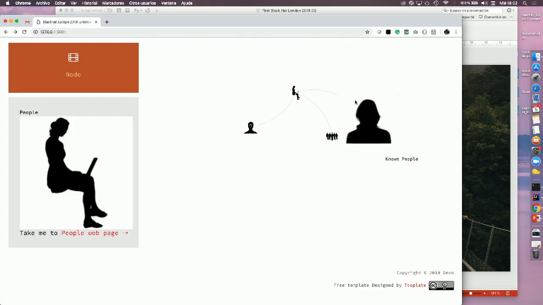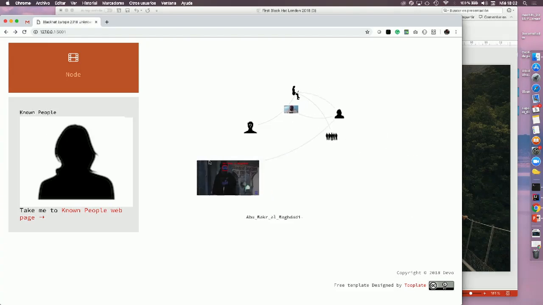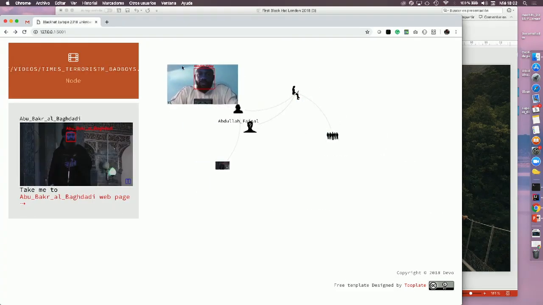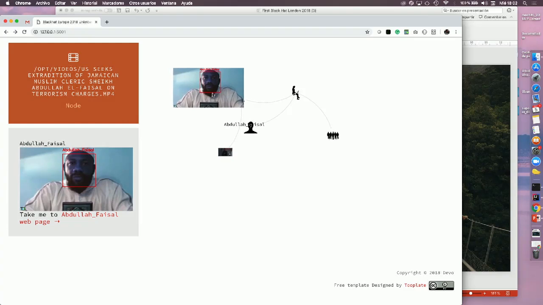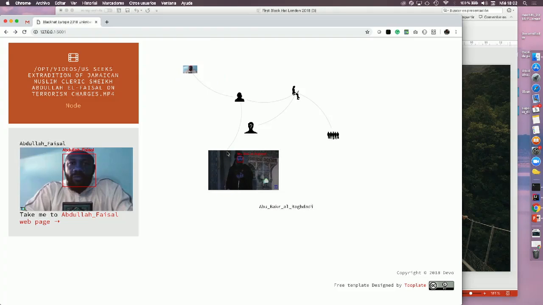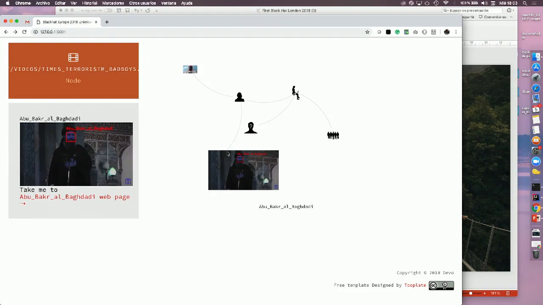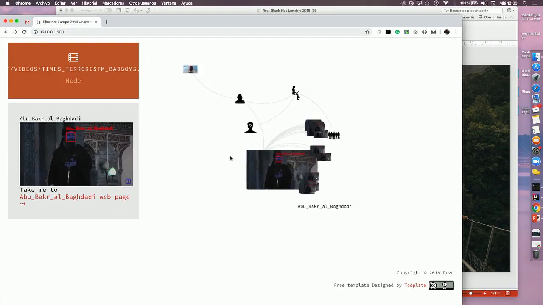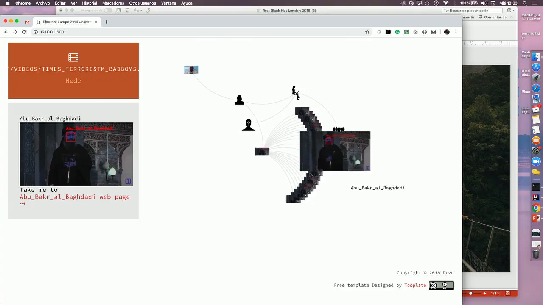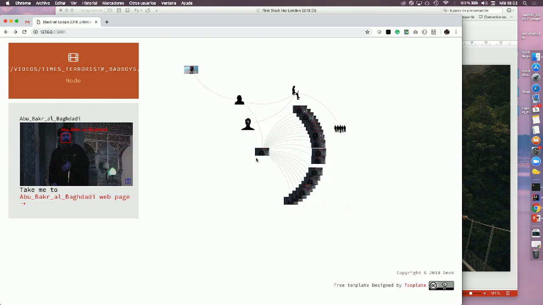Okay, known people. These are the two guys that we know. We have these guys in the training set. This is Abdullah Faisal and Abu Bakr al-Baghdadi, okay? So we can see all the faces, all the images of these guys and the videos where the images are.